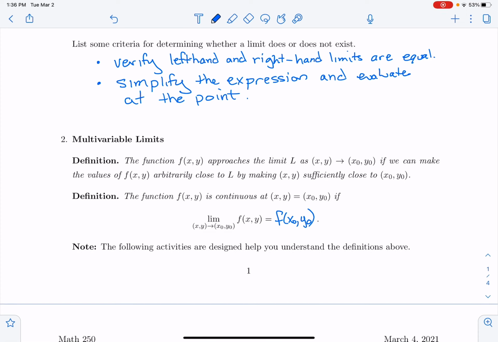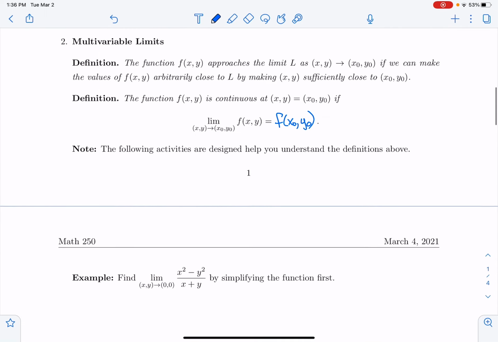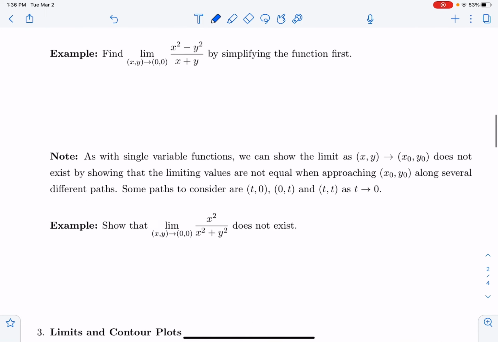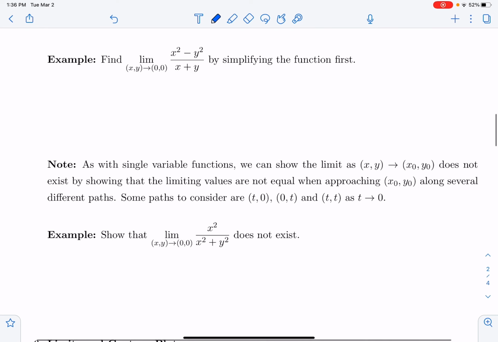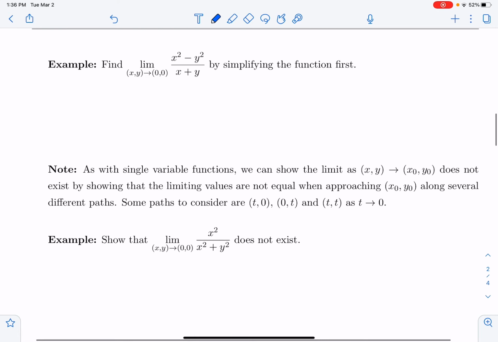Now we want to explore a couple more examples where a limit may or may not exist. Okay, so our first example is going to be, let's find the limit as xy goes to 0, 0 of x squared minus y squared over x plus y. And the first thing I want to point out is that if I was to just substitute in the point 0, 0, then I would get 0 in the numerator and 0 in the denominator, and I would not be able to tell whether that limit existed or not.